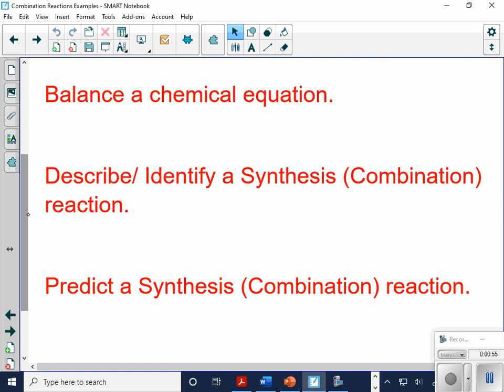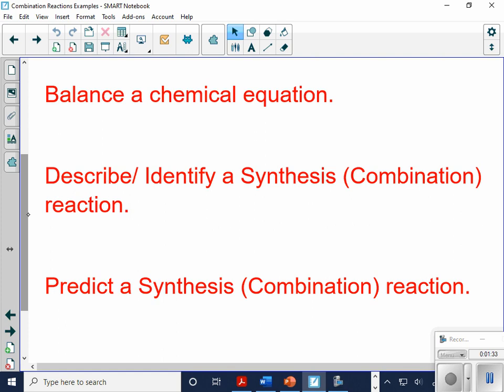Now, you're going to see that we use synthesis as well as combination. I refer to it as synthesis because when we are naming the specific type of synthesis reaction, we use just the letter S. Now, why do I not use the letter C for combination? Because there's also one called combustion. I don't want to get those confused. So you're going to hear me identify this as a synthesis reaction. So we need to be able to describe / identify that.